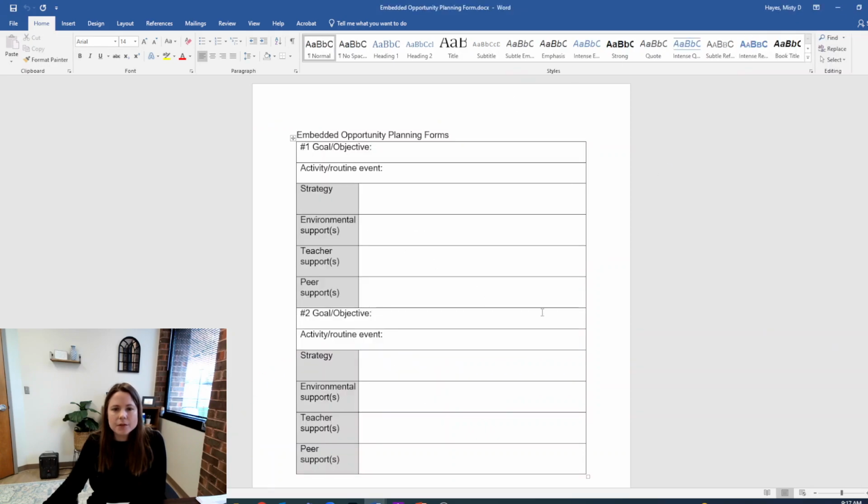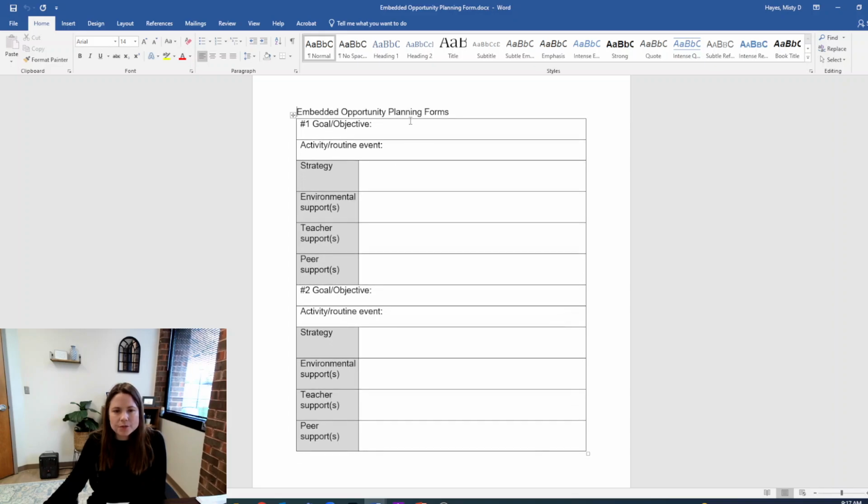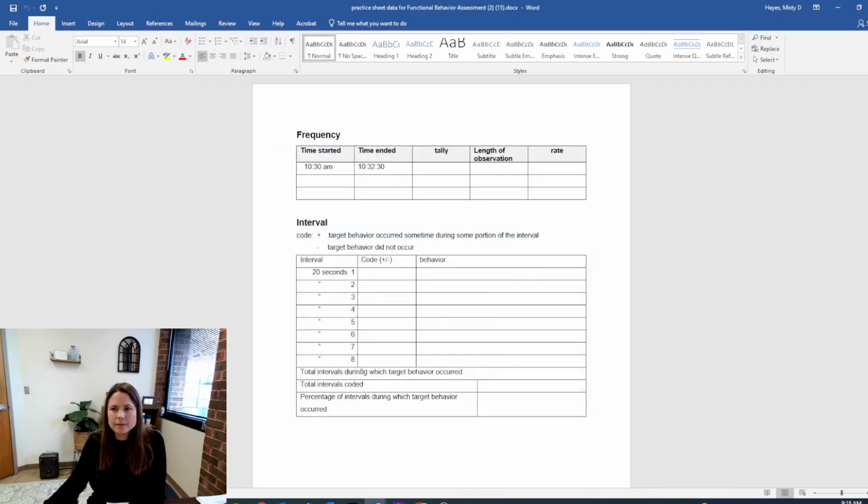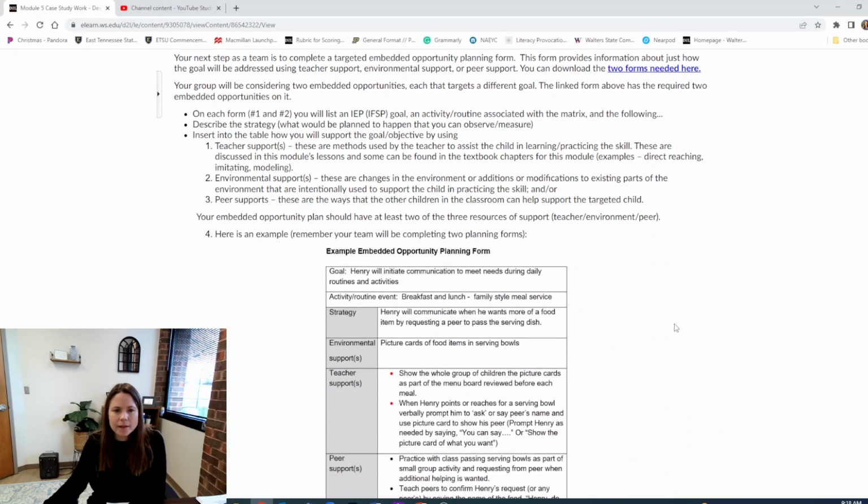Okay, so here's your planning forms. Okay, so you have your goal and objective, your activity routine, what's the strategy, is it going to be environmental supports, how are the teacher supports going to happen, and how are the peer supports going to happen. And if you notice, there's 2 goals here. So you're going to be able to pick the supports for each section. So you'll have 2 goals, and then you will fill in the supports and what the strategy is. So you're going to consider 2 embedded opportunities. So 2 opportunities to make sure that you reach the different goals.